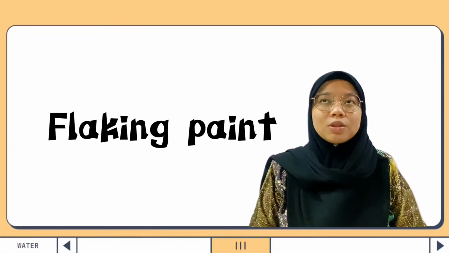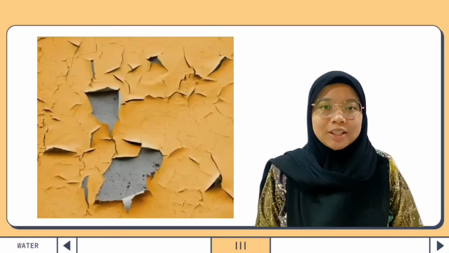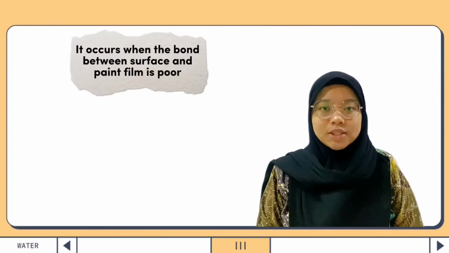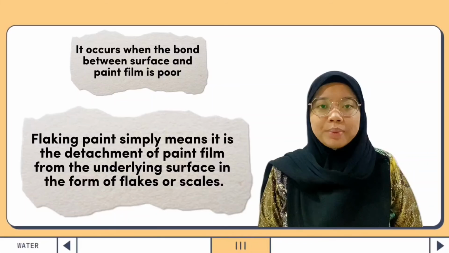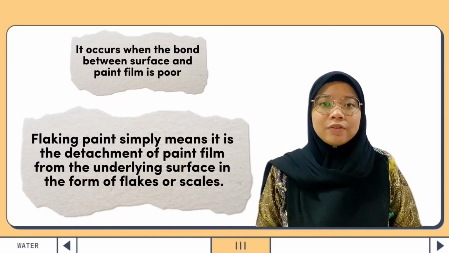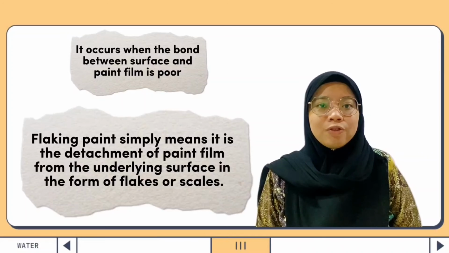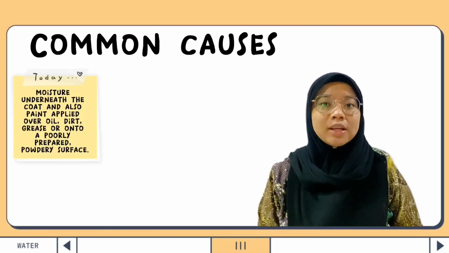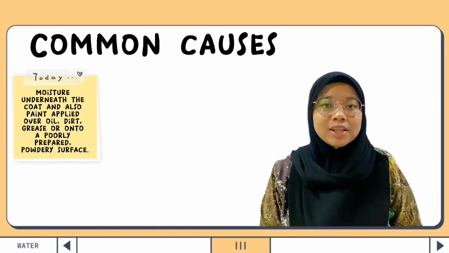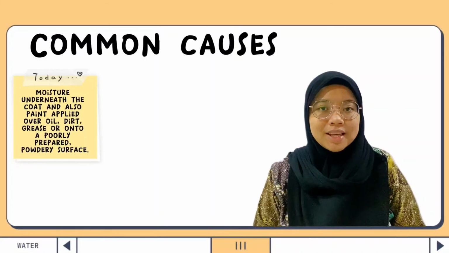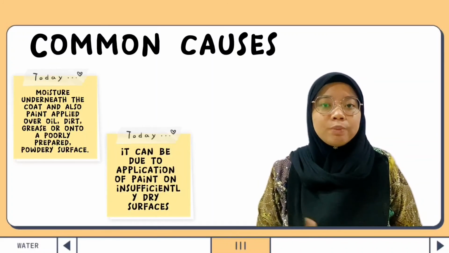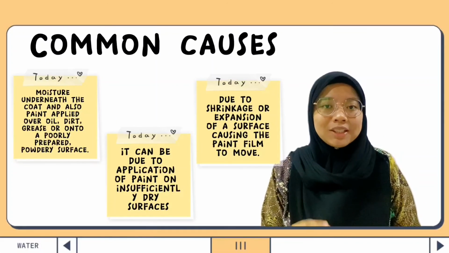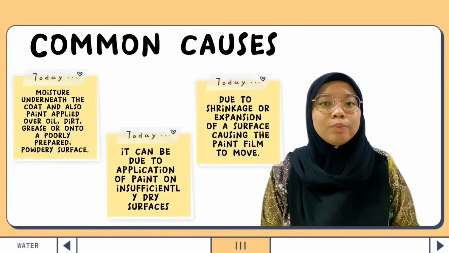Next is the defect of flaking paint. According to this picture, the detachment of paint film from the surface is called flaking. It occurs when the bond between the surface and paint film is poor. Flaking paint simply means the detachment of paint film from the underlying surface in the form of flakes or scales. The most common causes of flaking paint are moisture underneath the coat and paint applied over oil, dirt, grease, or onto a poorly prepared powdery surface. It can also be due to application of paint on insufficiently dry surfaces, or to shrinkage or expansion of a surface causing the paint film to move.